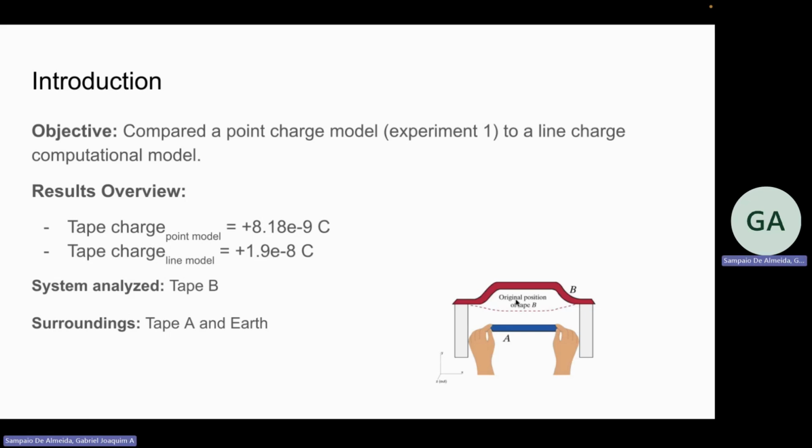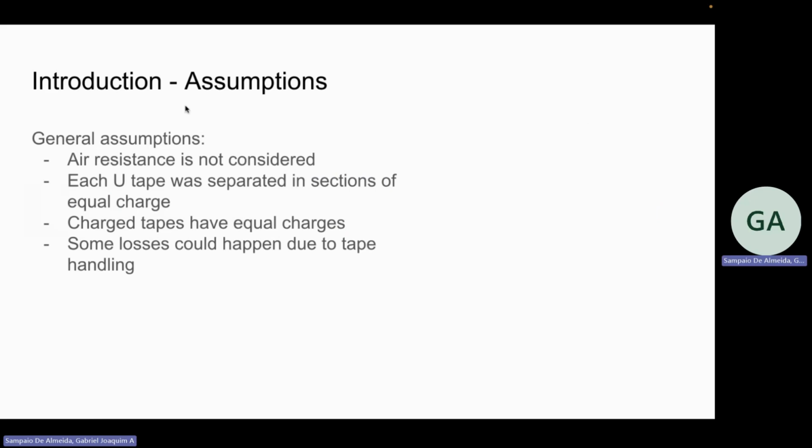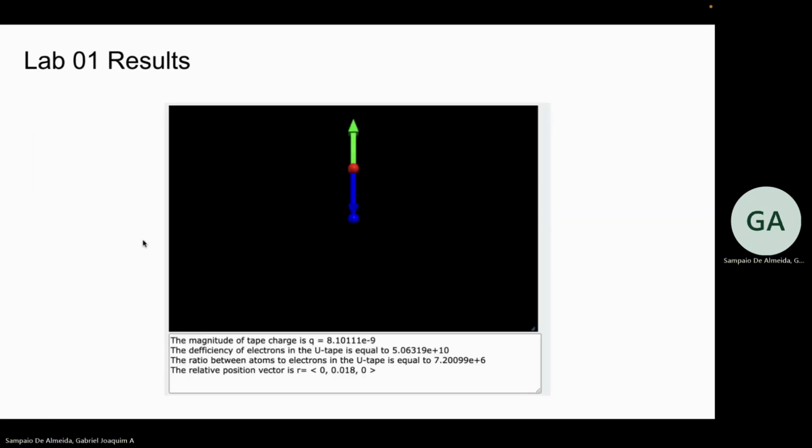The system analyzed was tape B, and the surroundings were tape A and earth, as shown in the picture to the right. The fundamental principles applied were Newton's second law, Newton's third law, gravitational force, electric force calculation based on electric field, and the superposition principle. Some general assumptions used were that air resistance was considered negligible. Each tape was separated in sections of equal charge. Charged tapes have equal charges, and some loss of charge could happen due to tape handling.